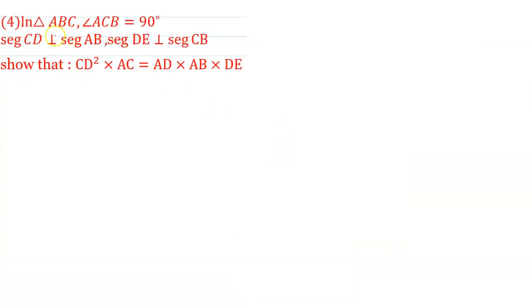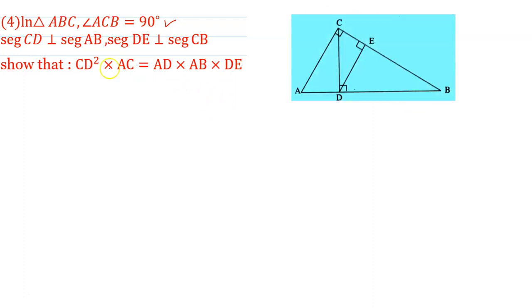Now the next question. In triangle ABC, angle ACB is 90 degrees. See here, in triangle ABC, this angle is 90 degrees. Next, segment CD is perpendicular to segment AB. Next, segment DE is perpendicular to BC here. Then show that CD square into AC is equal to AD into AB into DE. This we want to prove.